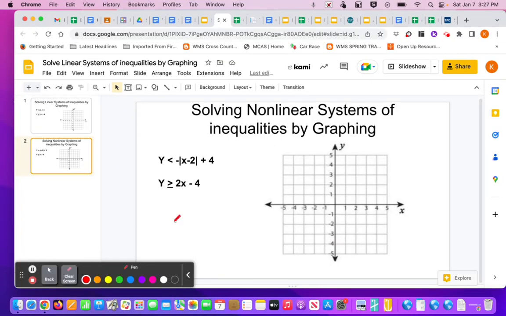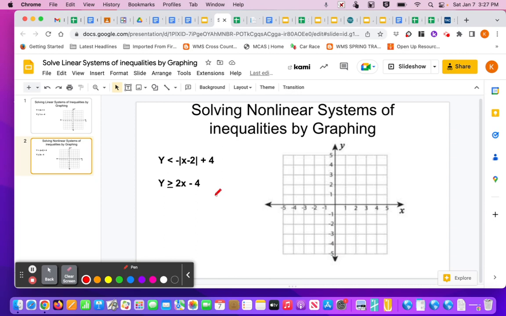This time I'm going to be talking to you about solving nonlinear systems of inequalities by graphing. So just going to let you know right off the bat here, these are a pain in the neck. All right, no question about it. But I think we can do it. We'll see how we can put these two pieces together, and let's solve this system of inequalities.